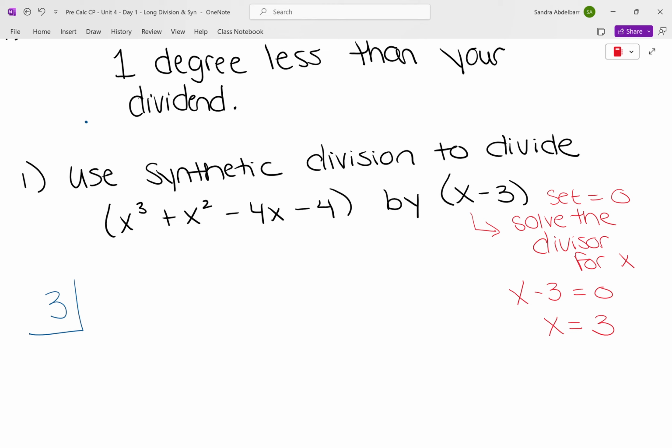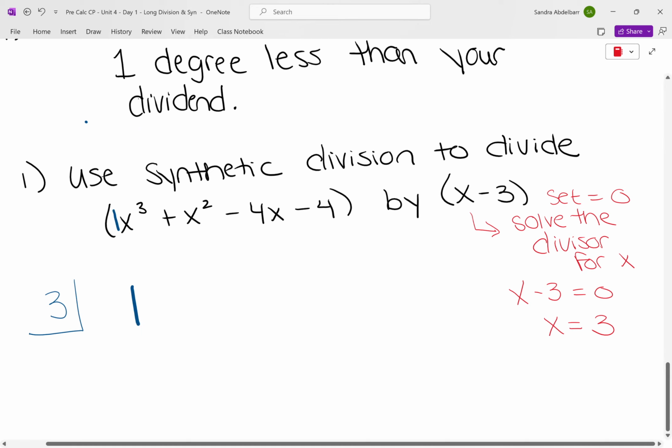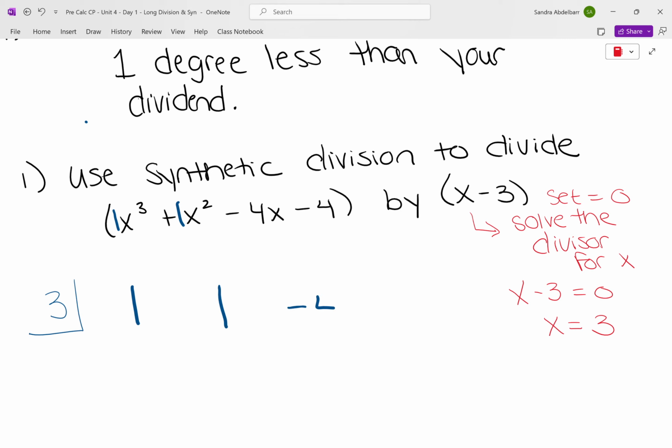Now, we go to the dividend. And what did I say? I said make sure every exponent is accounted for in the dividend. We have a 3, we have a 2, we have a 1, we have a constant. Is every exponent accounted for? Yeah. So now you're just going to write out the coefficients, not the variables. So what are the coefficients? Well, for the first one, isn't that 1? Yeah. Second one is also 1. The third one is -4, and the last one is also -4.